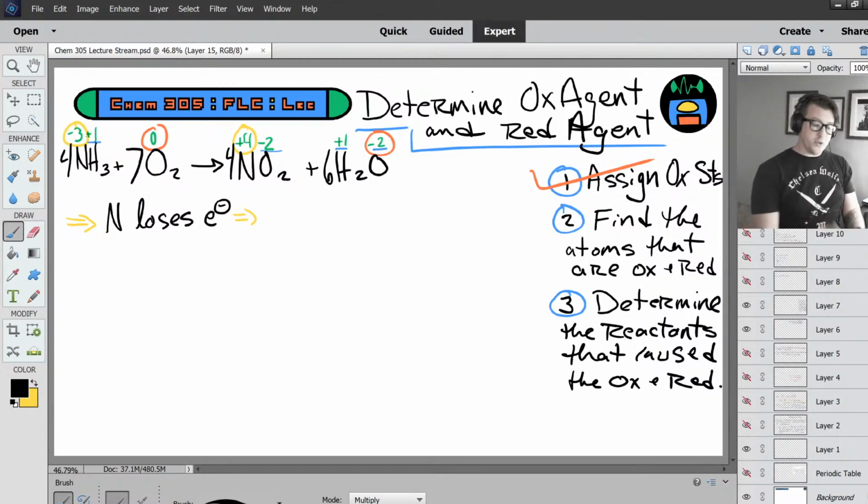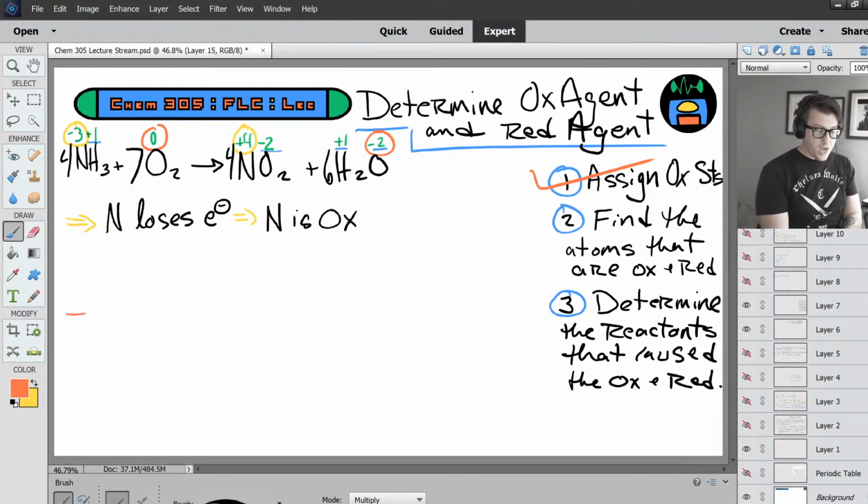Because you can see, you start at -3, end at +4, you've lost negative charges, right? You've lost electrons in this process. And if you've lost electrons, that is the definition of oxidation. So we say that nitrogen is oxidized. All right?